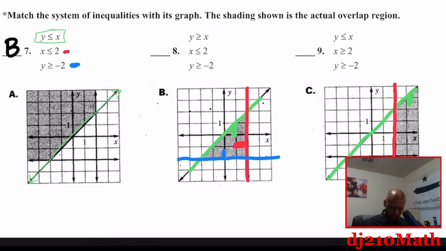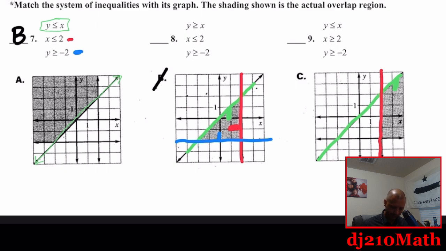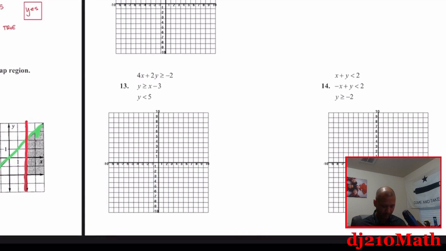All right, for number 8. So B is no longer an option. So we're looking at A and C. So for 8, again, y greater than x. Diagonal line shaded above. Right away I can see it's going to be A. Because if B is not an option and C is shaded below, we know that this is A. And process of elimination leaves 9 with C. And you can verify those if you want.